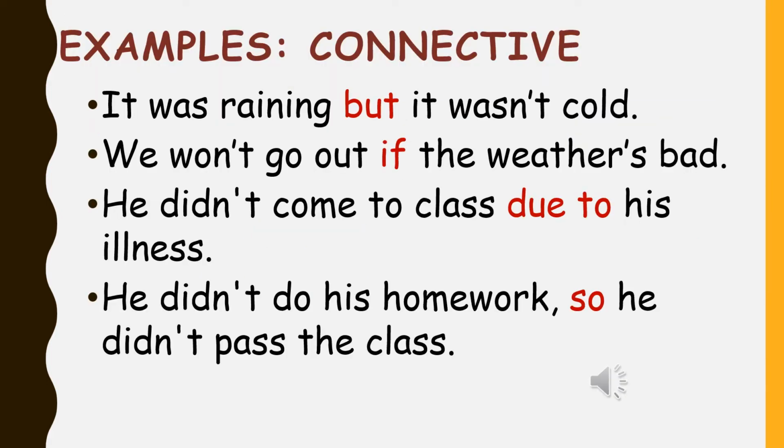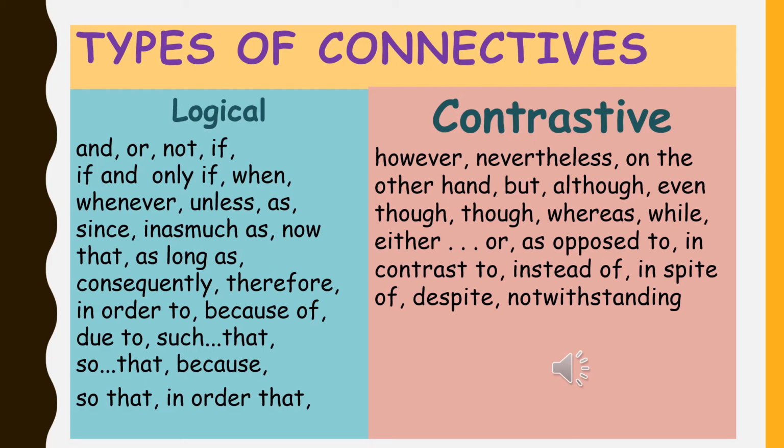Some examples of connectives in sentences are: It was raining but it wasn't cold. We won't go out if the weather's bad. He didn't come to class due to his illness. He didn't do his homework, so he didn't pass the class.